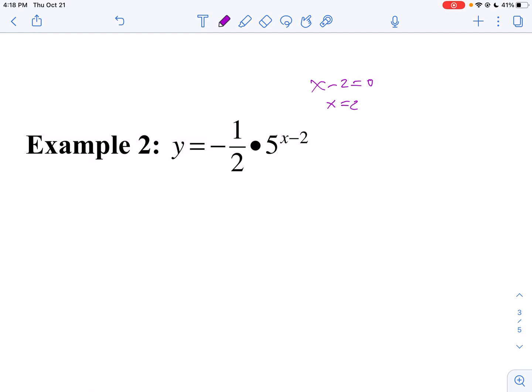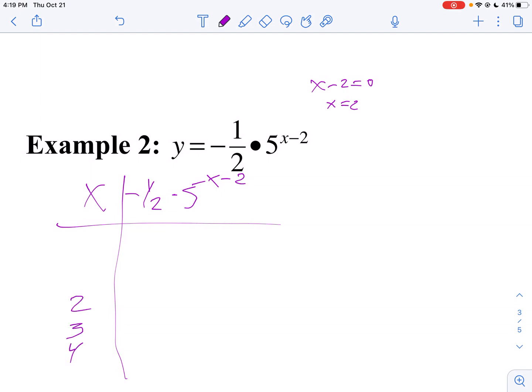So what I'm going to do is I'll do x in negative 1/2 times 5 to the x minus 2 power. So I'm going to put 2 in the middle of my table. So I'll go 2, 3, 4, I'll go 1 and 0. I'm going to start with my middle when x is 2. So 2 minus 2 is 0. Anything to the 0 power is 1. So our answer is negative 1/2. Notice we have this negative up front. So what's going to happen is going to flip our graph. We're going to flip over the x-axis.